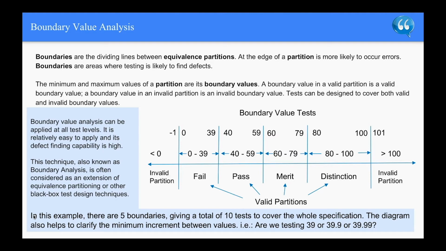So in this example here, there are 5 boundaries, giving a total of 10 tests to cover the whole specification. The diagram also helps to clarify the minimum increment between values. For example, should we test just 39 or 39.9 or 39.99? So it's one thing that I would be raising a question about.